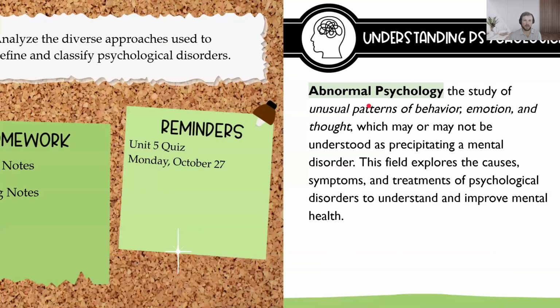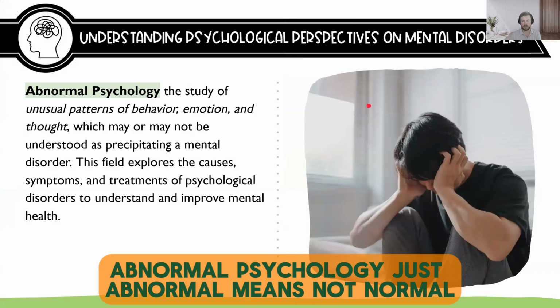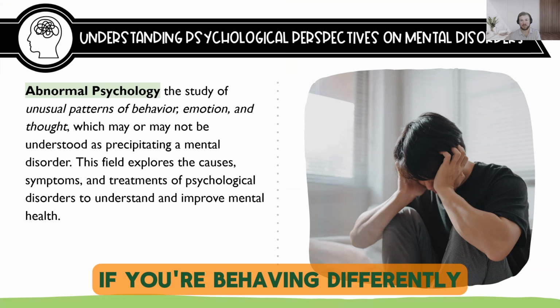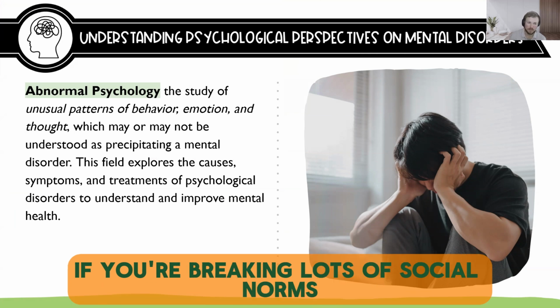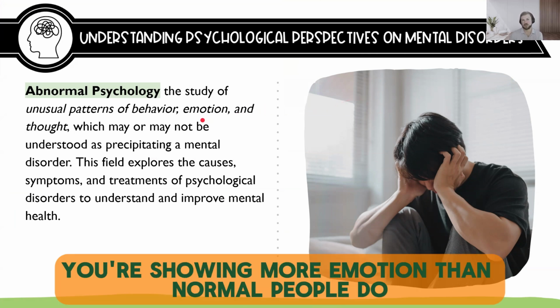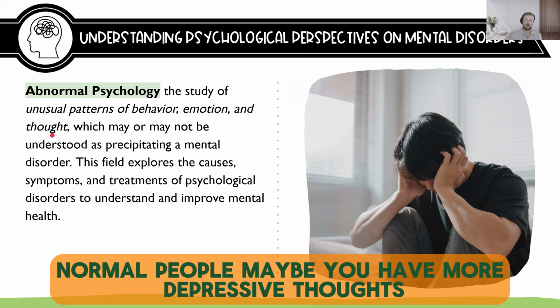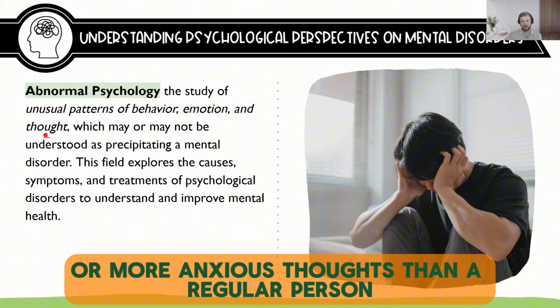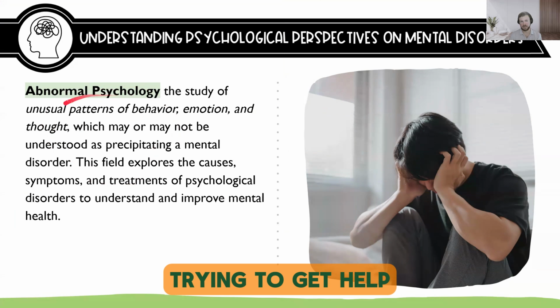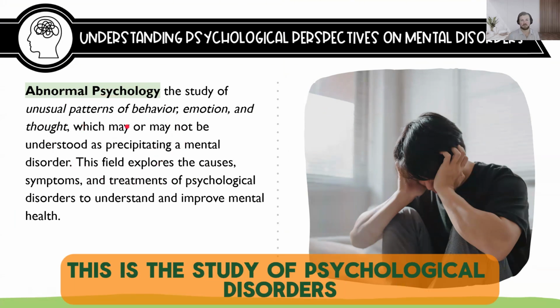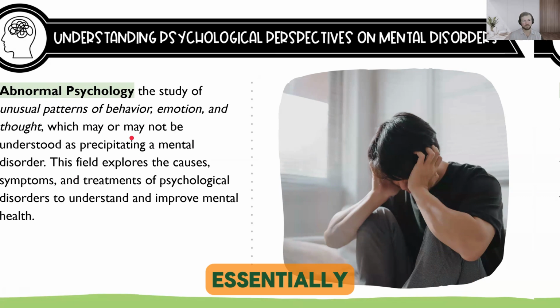Here we go. Abnormal psychology, just abnormal means not normal. So abnormal psychology is related to not being normal. If you're behaving differently, if you're breaking lots of social norms, if you're over emotional, you're showing more emotion than normal people do, or your thought patterns are different from normal people. Maybe you have more depressive thoughts or more anxious thoughts than the regular person, then you might find yourself trying to get help from the branch of abnormal psychology. This is the study of psychological disorders, essentially.